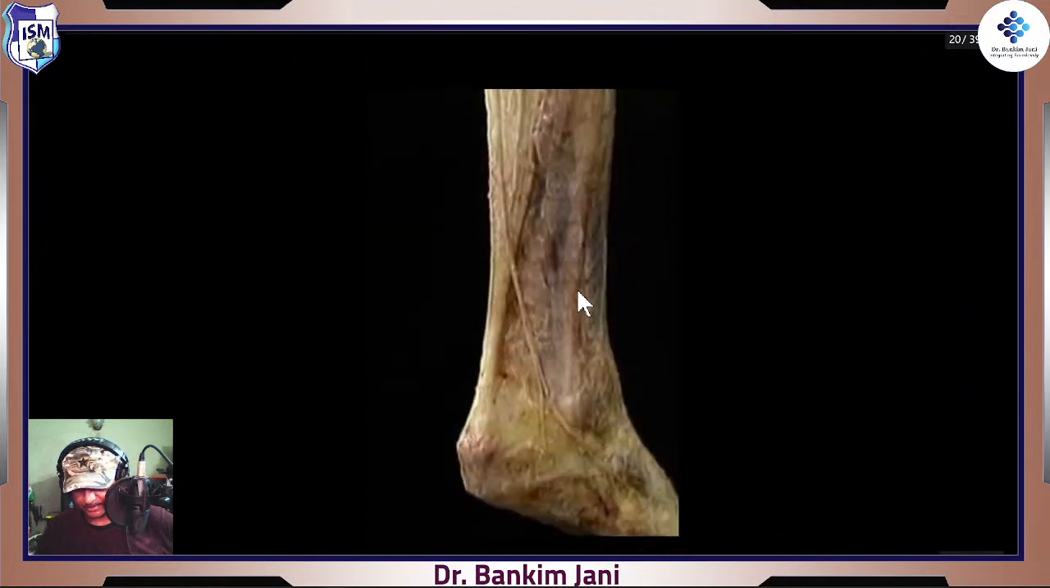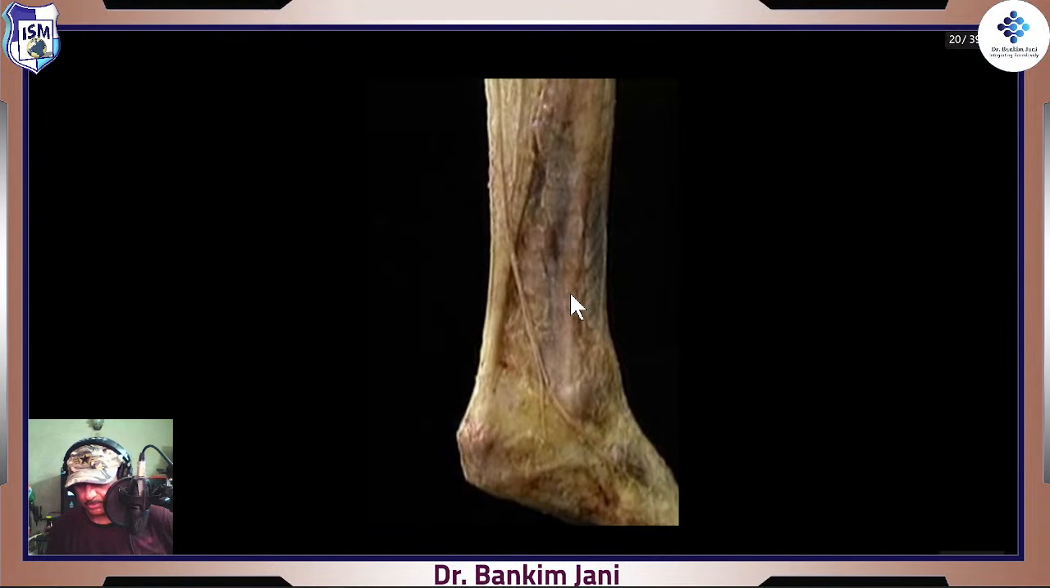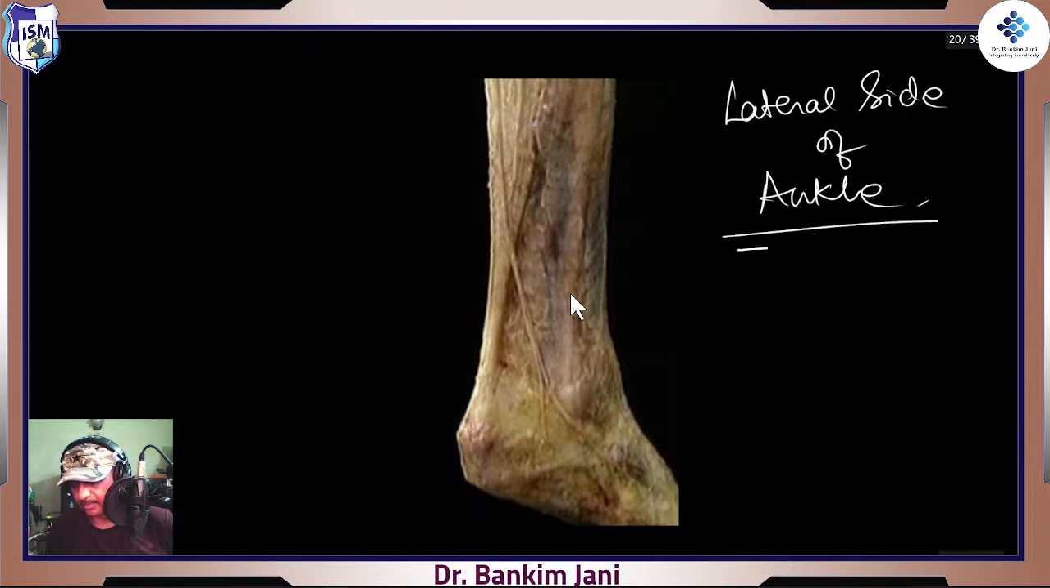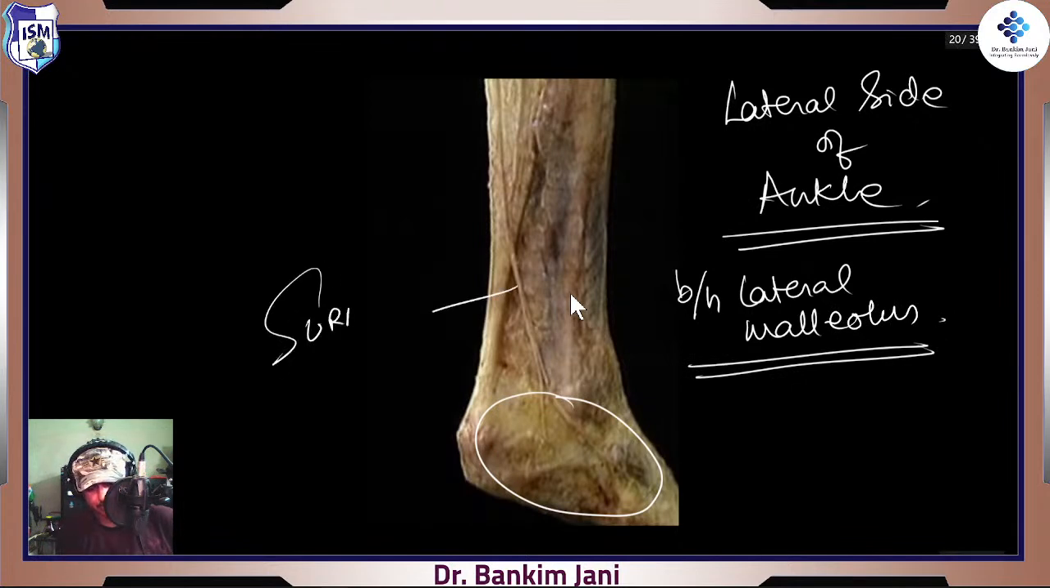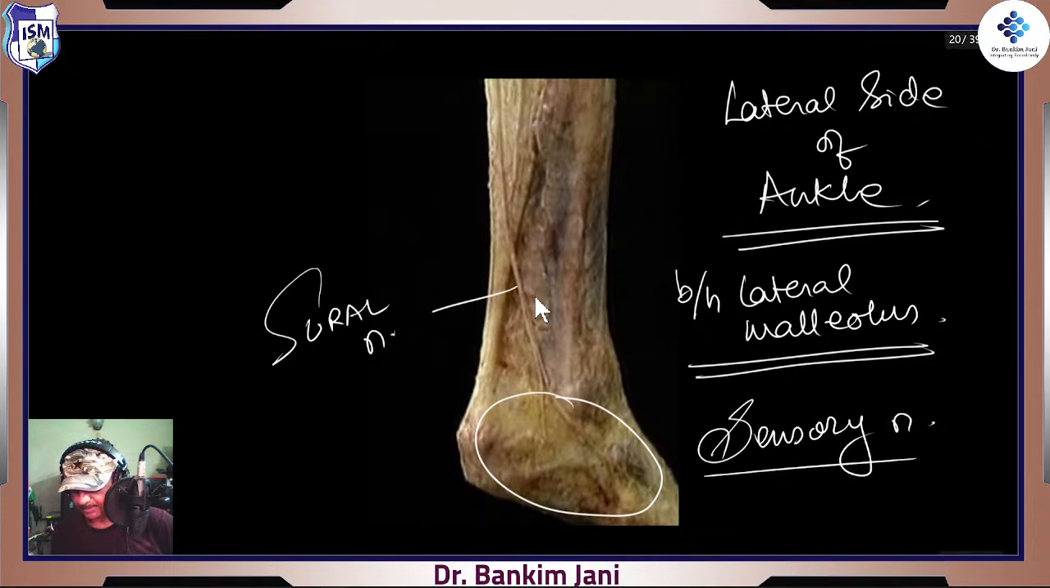Where will it go? On the lateral side. So let's continue. On the lateral side of the ankle, that's the area it supplies, just behind the lateral malleolus. So that is supplied by the sural nerve. Yeah, it's a combination, because there is a branch coming from the sural communicating, from common peroneal also, because this is basically a sensory nerve. So all those sensory fibers come over here.